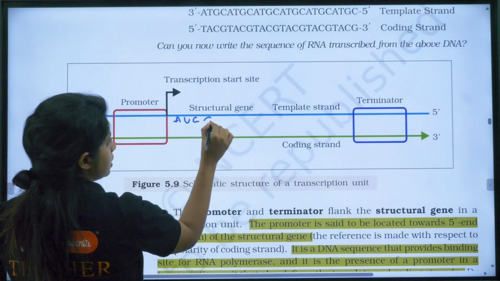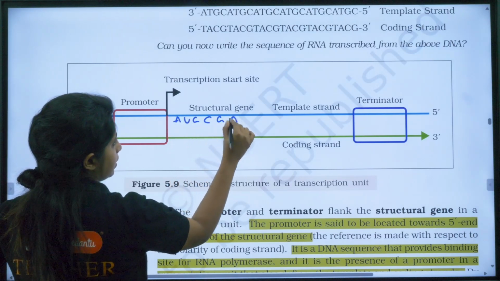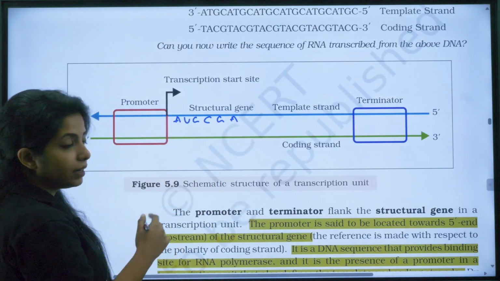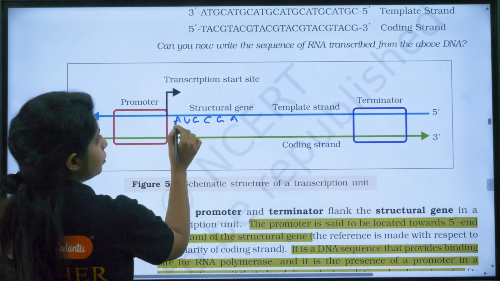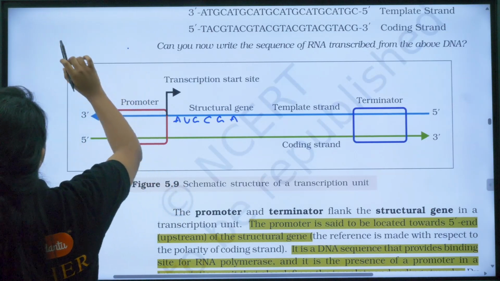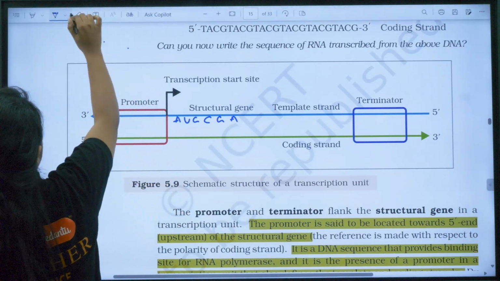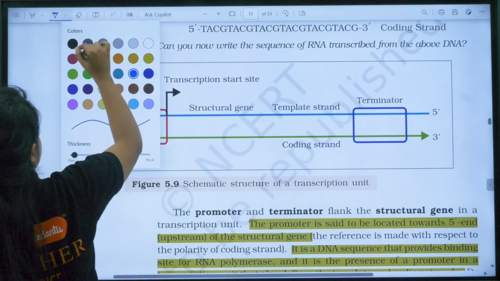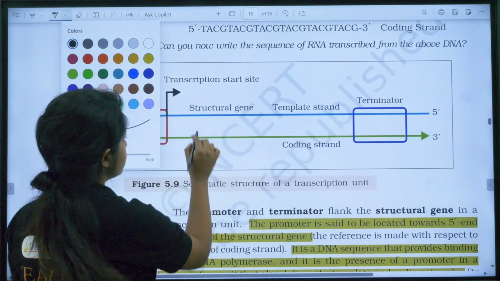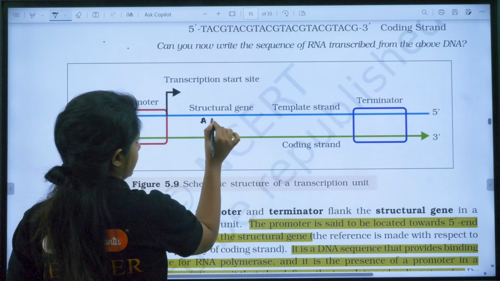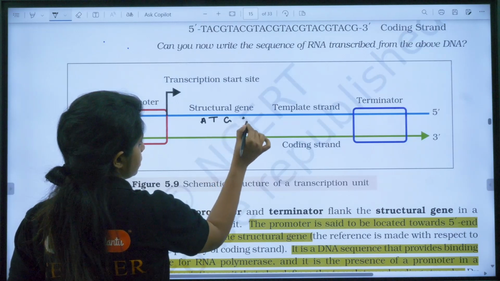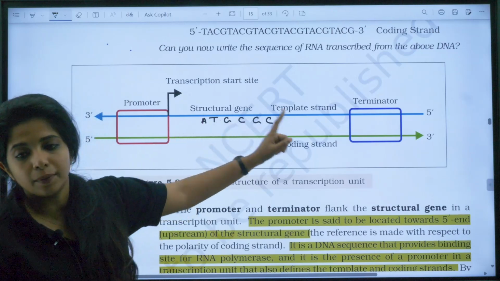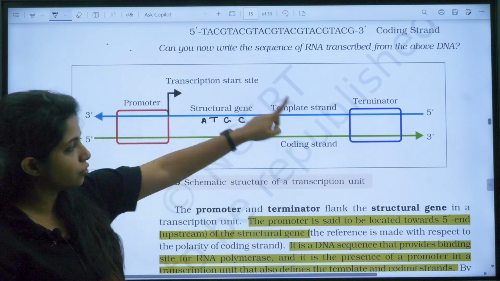A, U, G, C, G, A, things like that. So this is a strand. Now if you want to make a complementary RNA strand out of it, what do you do? Wait. I made a mistake. So this is a DNA strand, my dear children. It can be A, T, G, C, G, C, whatever. This is a template strand. And suppose this is 3' to 5' direction.